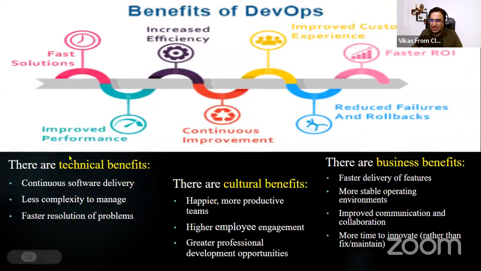Some benefits. There are some technical benefits, like if software is getting delivered quickly with less complexity and with faster resolution. That's why companies are adopting DevOps. There are some cultural benefits also: if people are happy, more productive, and the engagement rate is high. There are some business benefits if people are not fighting with each other, if delivery is faster, if the operating environment is stable, and if the communication is good between multiple teams, employees, managements and the clients. That is why DevOps is getting adopted in multiple companies. Instead of fighting, you will innovate and develop new software or new features. That's why companies are adopting DevOps engineers in every company and every project.